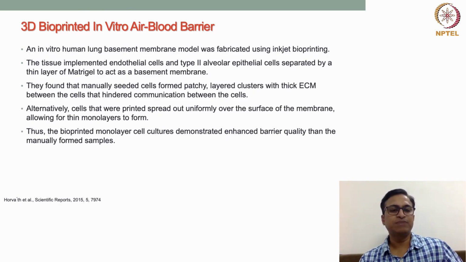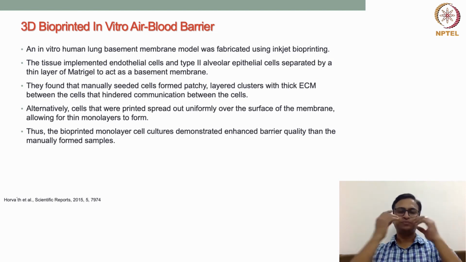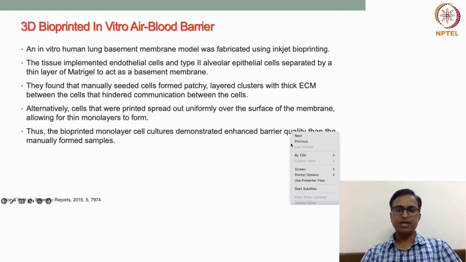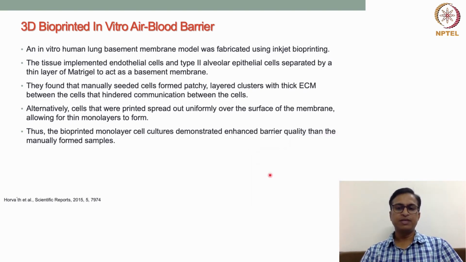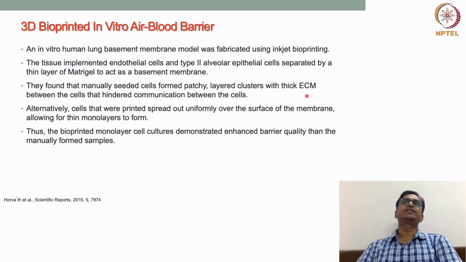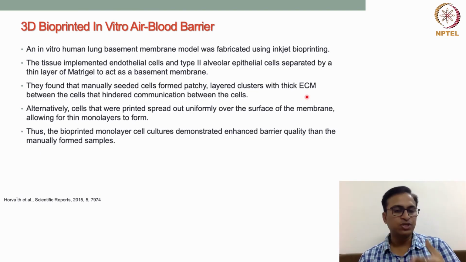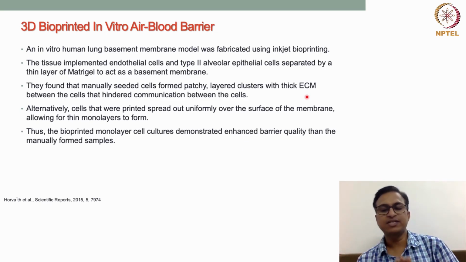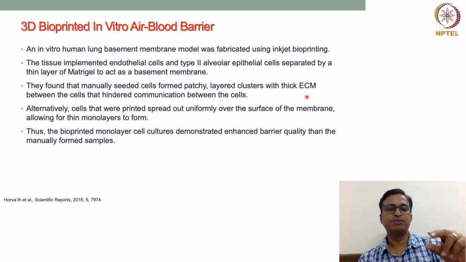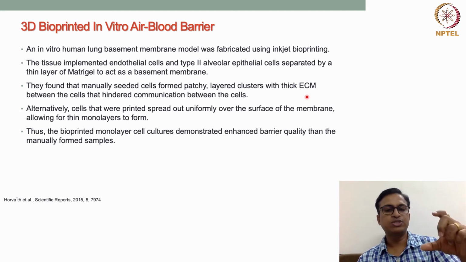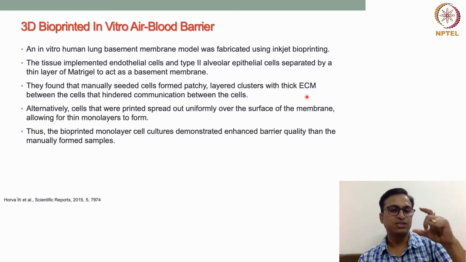When they manually seeded cells, they found patchy layered clusters with thick ECM between the cells that hindered communication between the cells. When the cells are seeded manually, what happens? In manual seeding, there is no control over the positioning of the cells into a particular layer, or the particular position on the substrate. That's why the cells can form a patchy layered cluster, and a thick basement membrane can be present between the endothelial cells and the epithelial cells. So there is no communication between these two cells, because the gap is larger than the critical size.